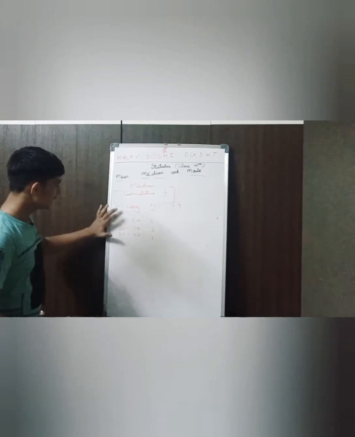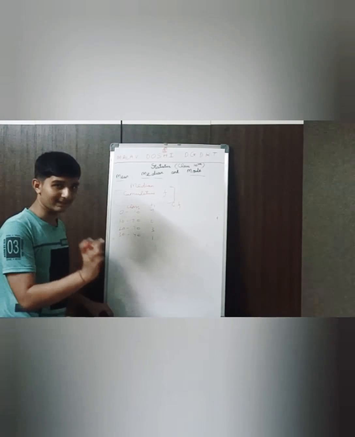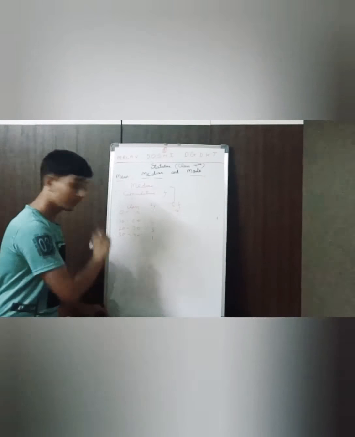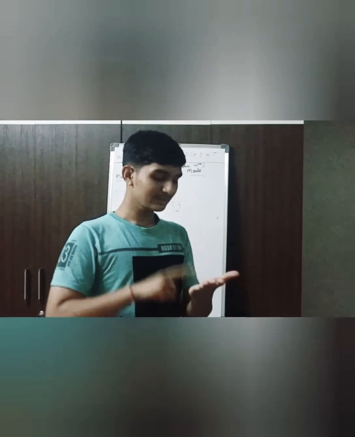It means 0 to 10. Between these two, in this class, between 0 and 10, there are 4 values. Then the cumulative frequency would be 4 for the first class. Remember one thing: for the first class, the frequency and cumulative frequency are always equal.